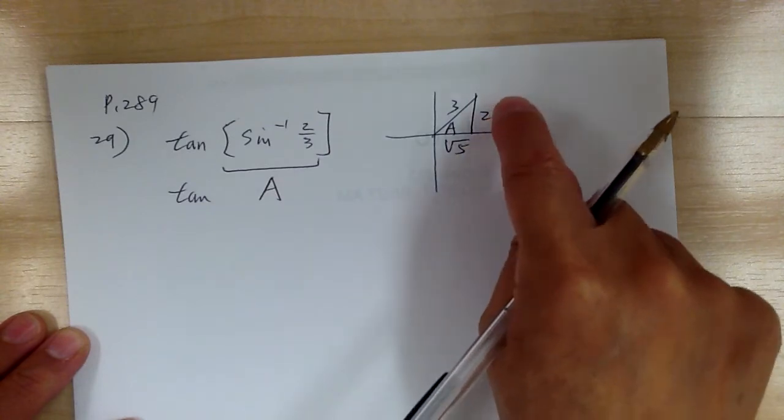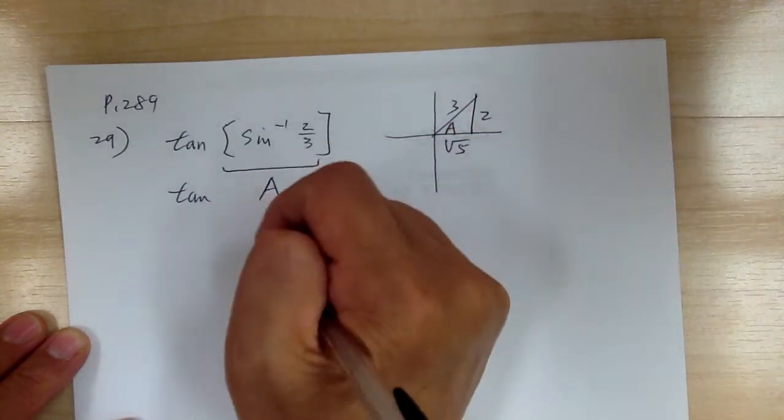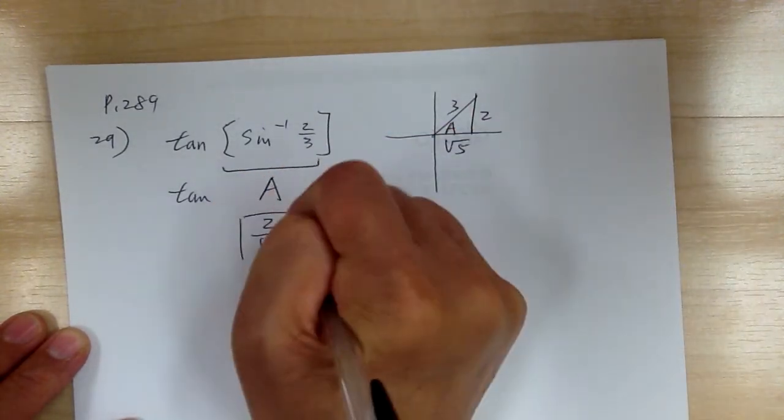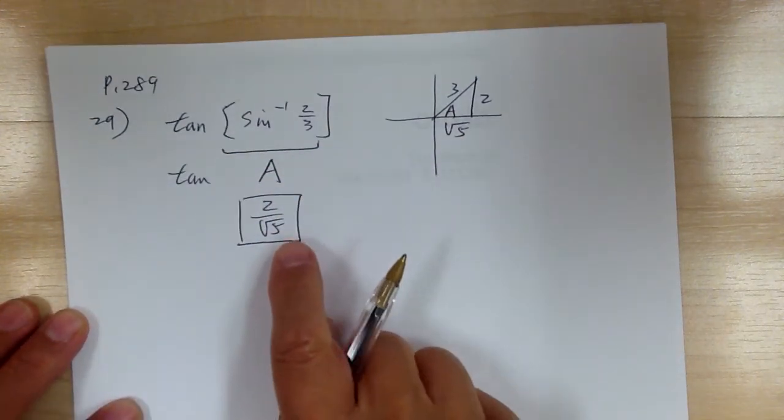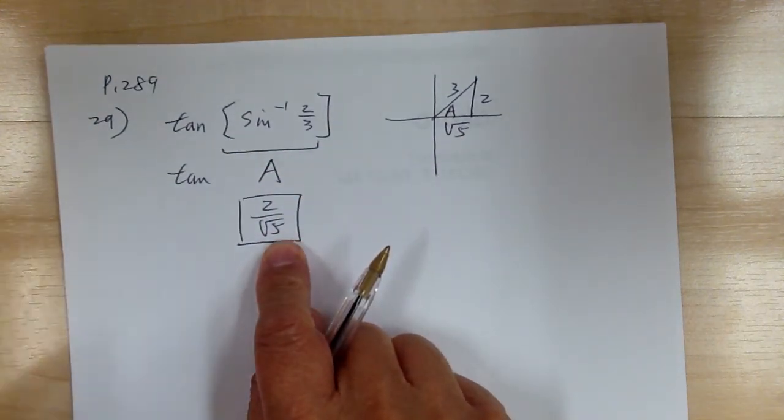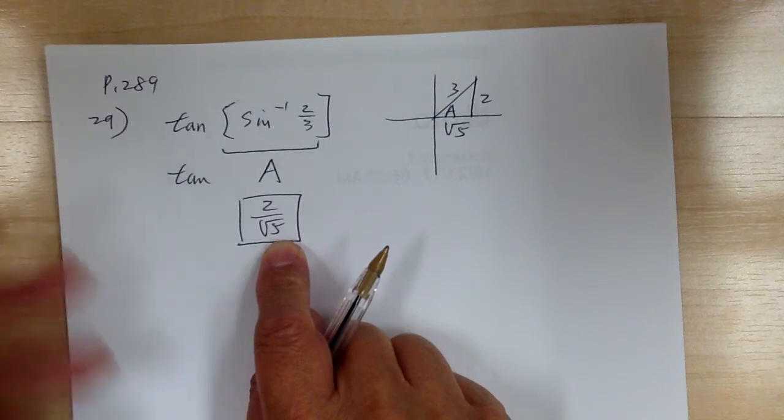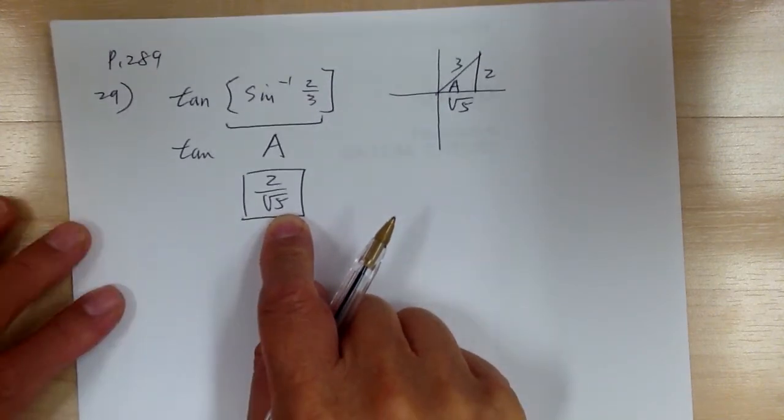So tangent A is sine over cosine. So this will be equal to 2 over square root of 5. Okay. Now normally you don't want to put a square root in the bottom, but since the answer in the book uses that, I'm just going to accept that. Okay.